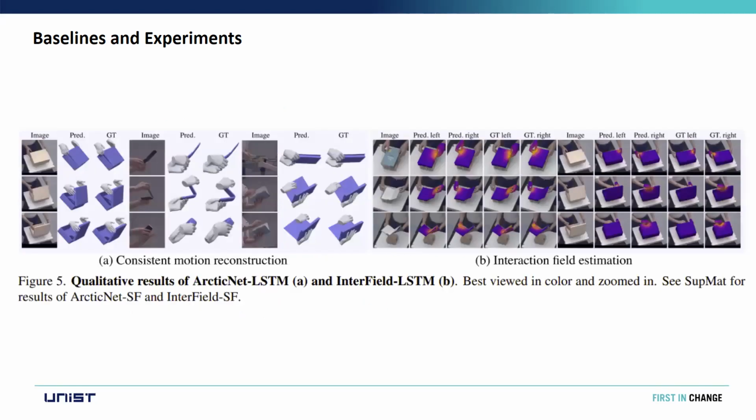So this is some kind of qualitative result. A represents the consistent motion reconstruction. Given an image, they try to predict its 3D reconstruction of hand and object, and they also have the ground truth for it. On the right side, we have interaction field estimation. Given an image, they try to estimate the contact information between the hands and the given object. They visualize this using a heat map, where the hotter region indicates high interaction, or close proximity, between the object and the hands.